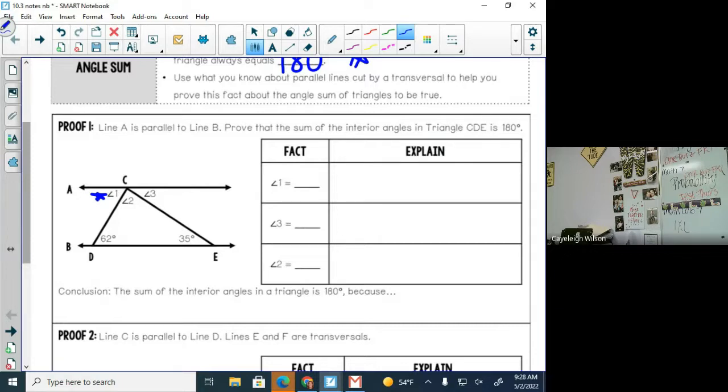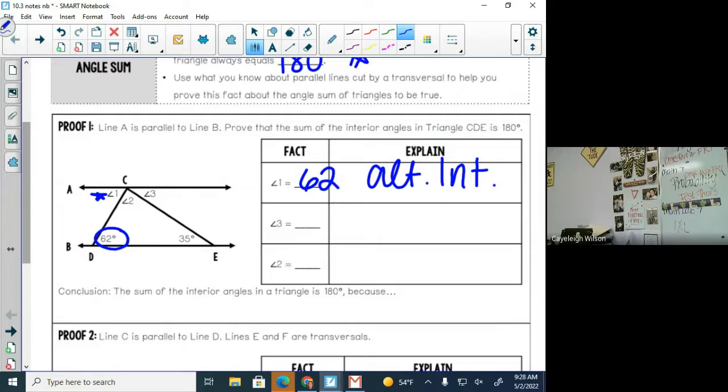I'm looking right here and right here. These are between the parallel lines. They're alternate interior angles, and I know that alternate interior angles are equal. So if angle D is 62, so is angle 1 because they're alternate interior. So right here, I'm going to put alternate interior. That's my explanation of why I know that angle 1 is also 62.